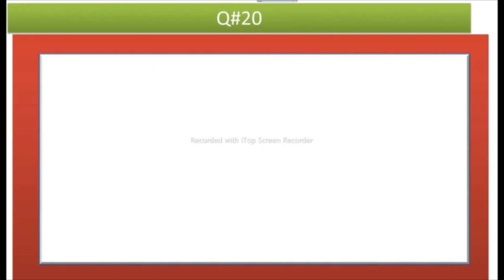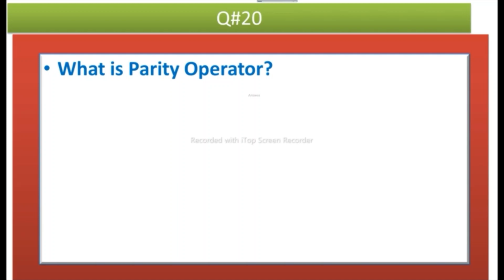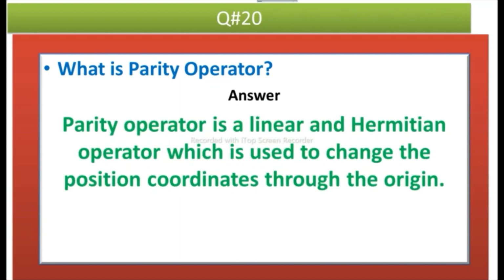And the question number 20 is, what is parity operator? Answer is, parity operator is a linear and Hermitian operator which is used to change the position coordinates through the origin.